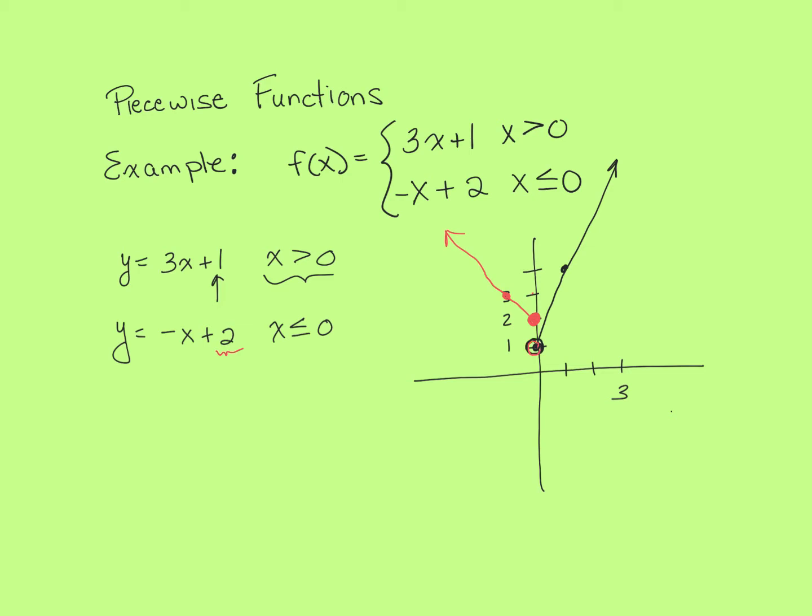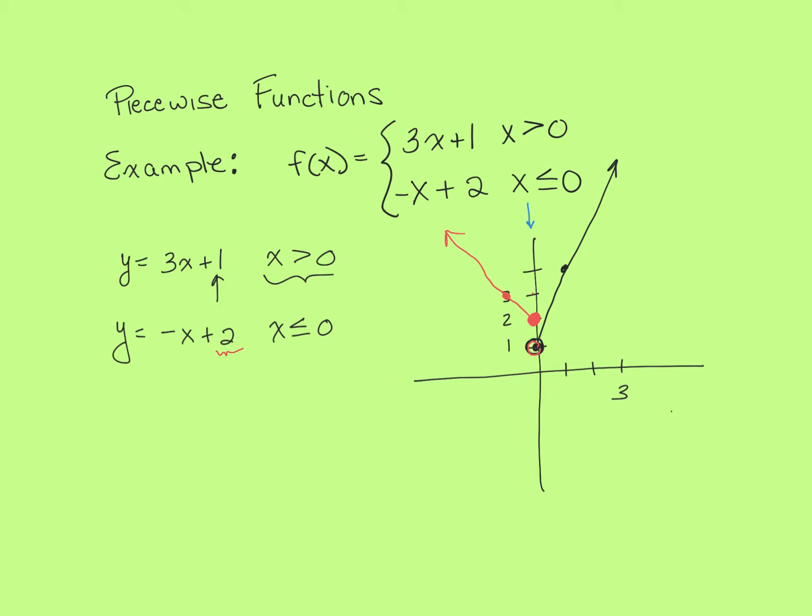So it is still a function. It will still pass the vertical line test. This might be the only place, right here at the origin on the y-axis, that it might not, but you'll notice that it's solid where the red dot is and open where the black is. So it is still a function.